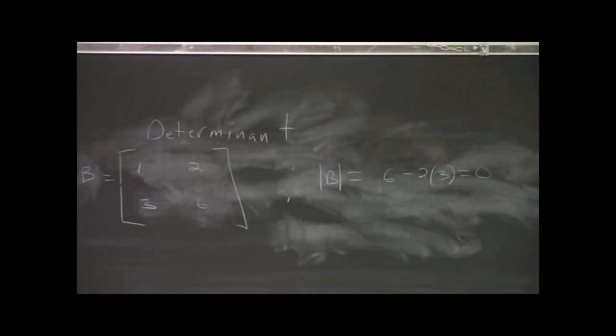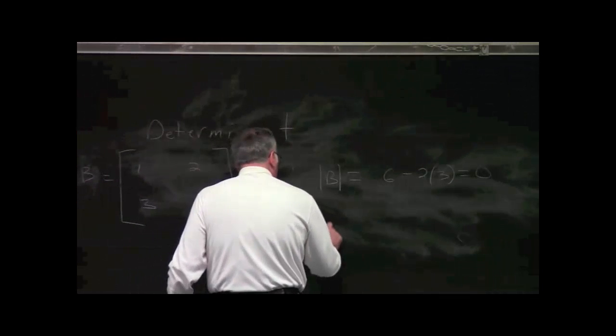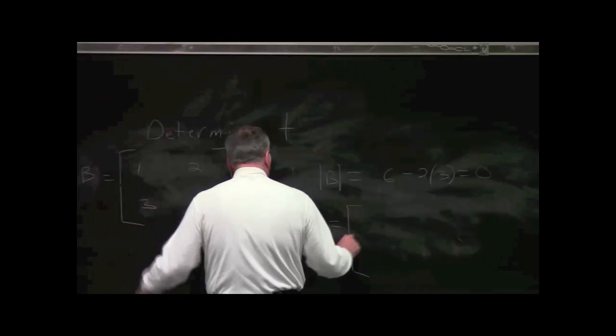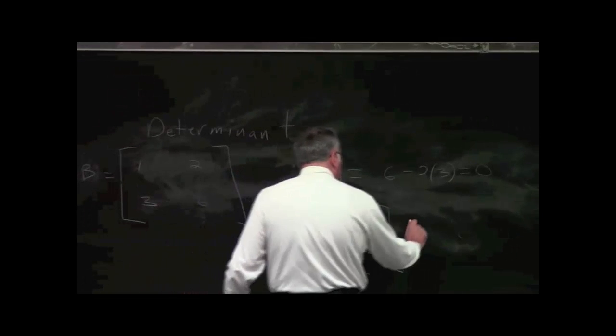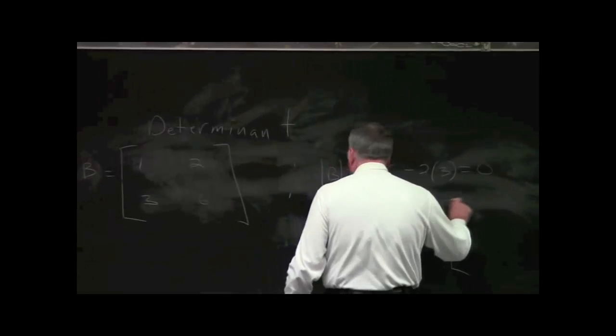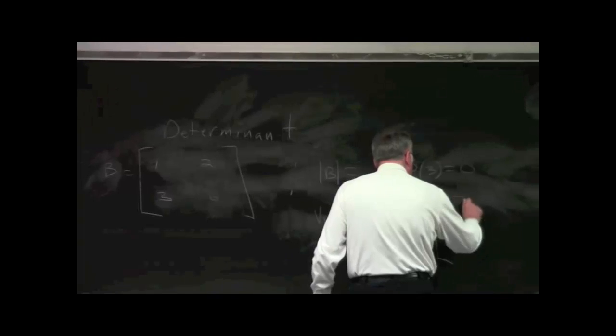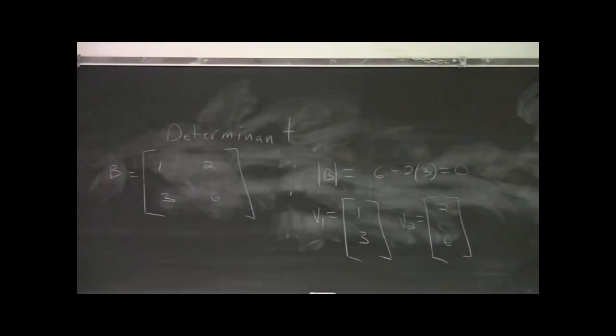In this case, there's a mathematical theorem that says the columns and the rows of this matrix are linearly dependent. And you could see that. Let V1 be this vector, and let V2 be the second column. Now you can see that V2 is just twice V1. So these two vectors are obviously linearly dependent.